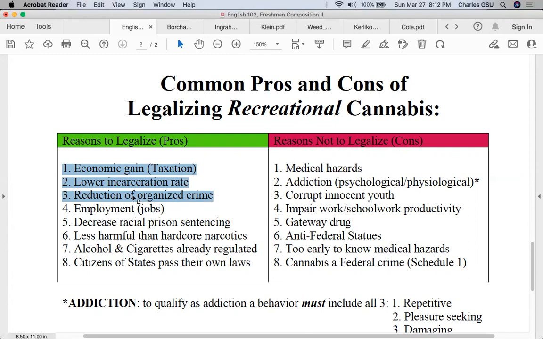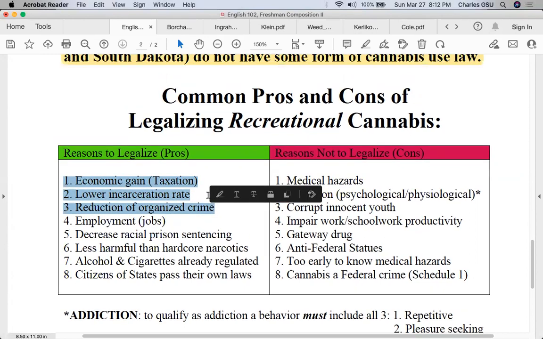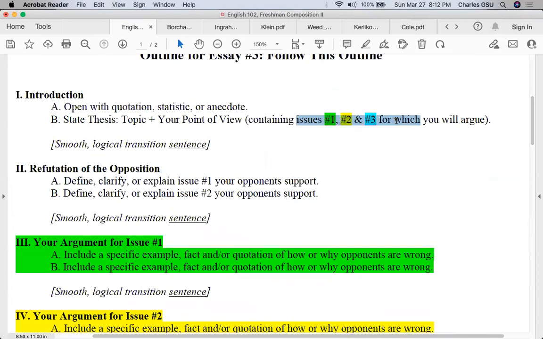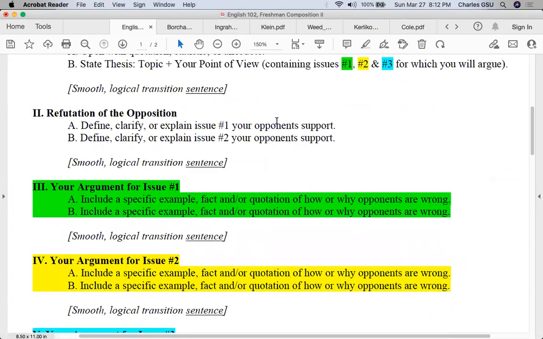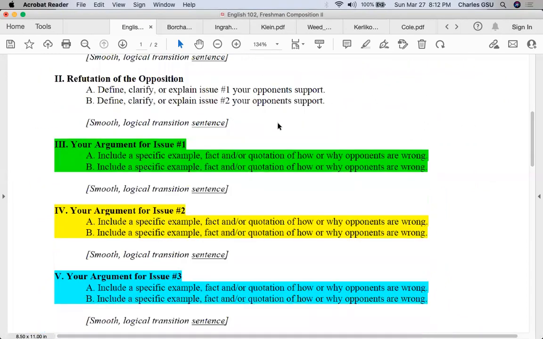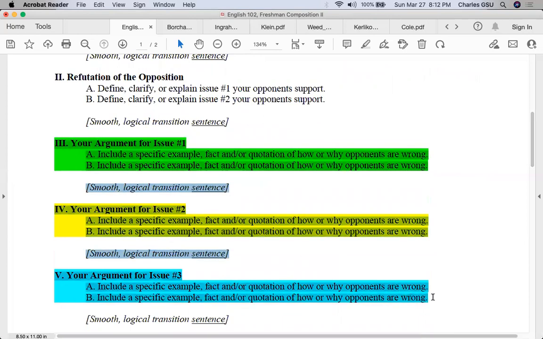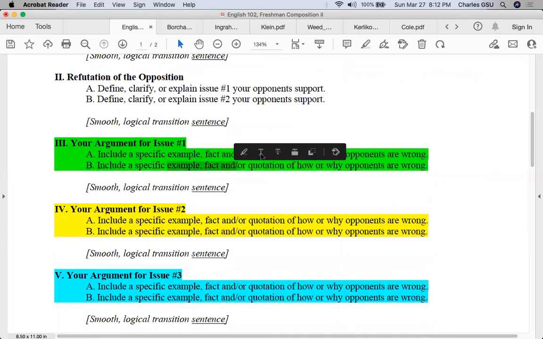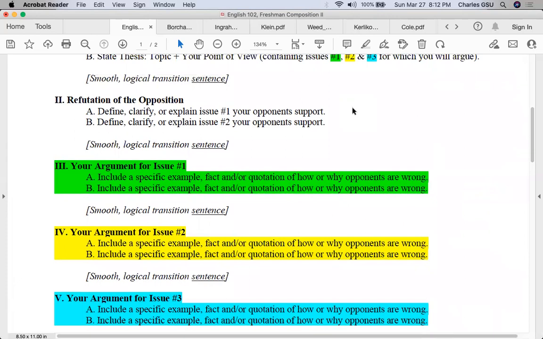So you would take those three, and you would put them in your thesis statement. We should legalize because of taxation, lower incarceration rate, and reduction of organized crime. Okay, simple enough. And then those would become, as you can see, color-coded, more fleshed out in the main body paragraphs 3, 4, and 5 with supporting facts and details, which there's plenty of. And I've already put together a bunch of sources in the folder for this essay.